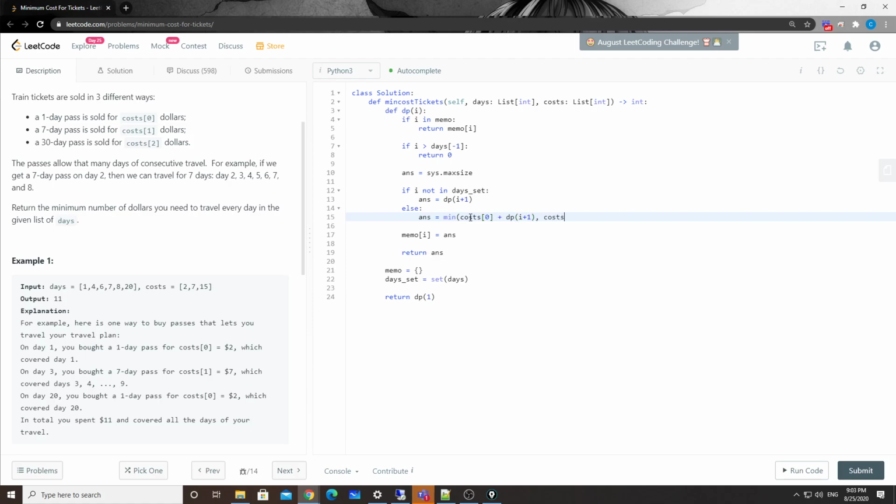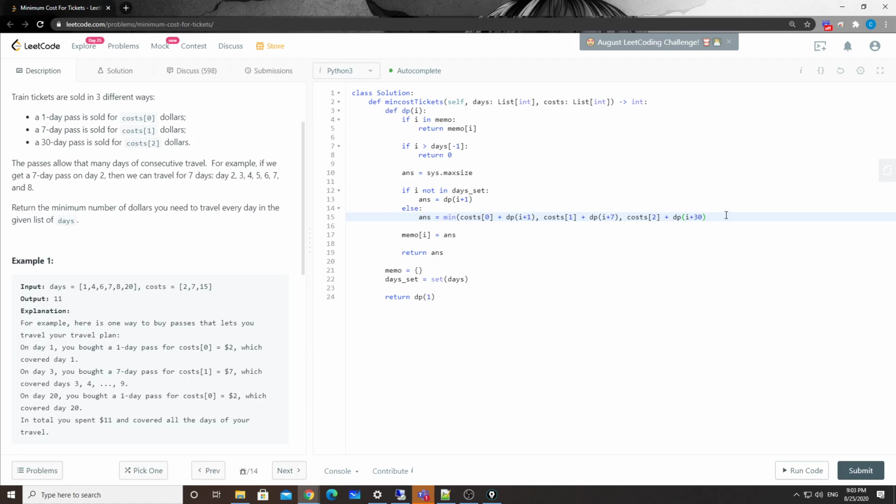Or we can purchase a weekly ticket and then travel to I plus 7 days, right? Or we can purchase the monthly pass and we can travel to I plus 30. Okay. Yeah, I think that's pretty much it, right?